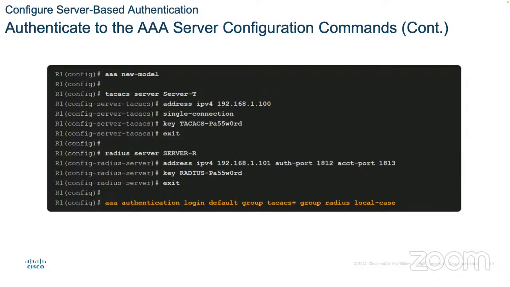So in this case, a user trying to log in, when they give their username and password, they would first go through Cisco's protocol. If that didn't work, we're going to check out RADIUS. If that didn't work, we'll do local.